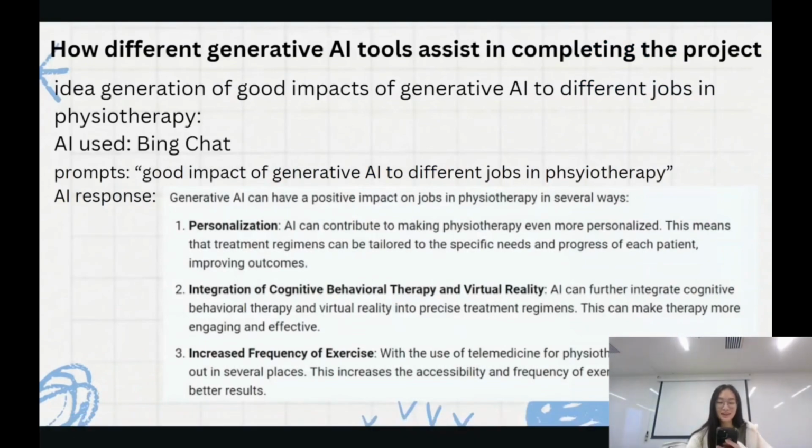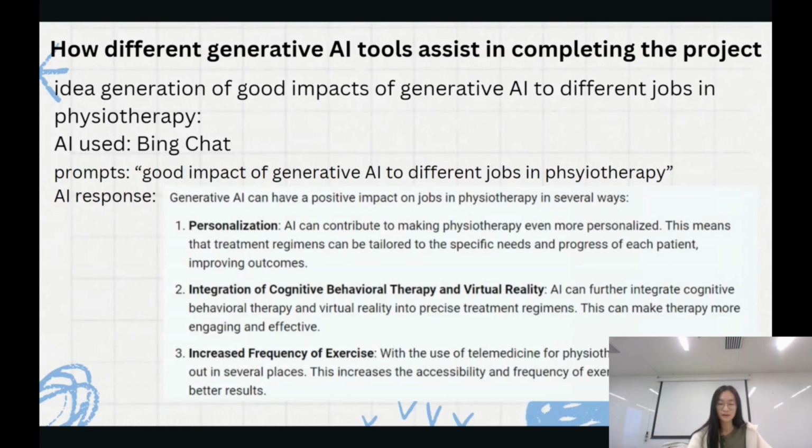For how different generative AI tools can assist us in completing the project, we have used different AI mainly for the idea generation and content creation of the good and bad impacts of generative AI on different jobs in physiotherapy. Although no ideas have been selected, AI has provided an answer base that allows a faster yet more effective process, saving a lot of time and effort, and also allows easier elaboration of the answer. It can also generate new ideas based on the input data. This can help in brainstorming and coming up with innovative ideas.